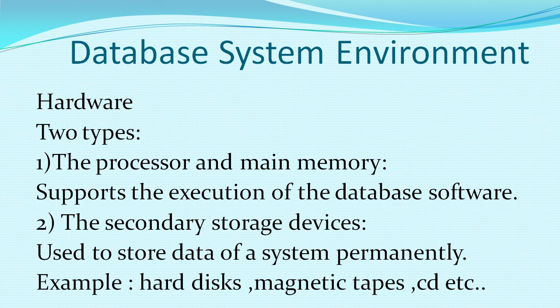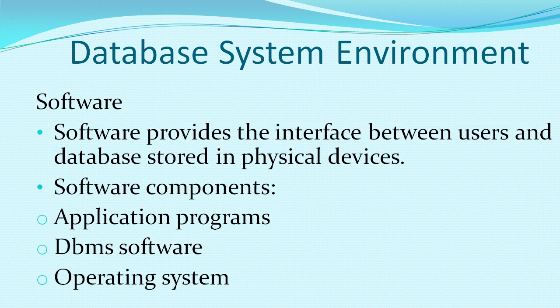Hardware. All the physical devices which are connected with our system are known as hardware. Suppose printer, mouse, keyboard. But from the database point of view, there are two types: processor and secondary storage device. So next, what is the function? The processor supports the execution of the database software, and the secondary storage device is used to store data of a system permanently. The best example of a secondary storage device is a hard disk. We all know we use a hard disk for storing data permanently.